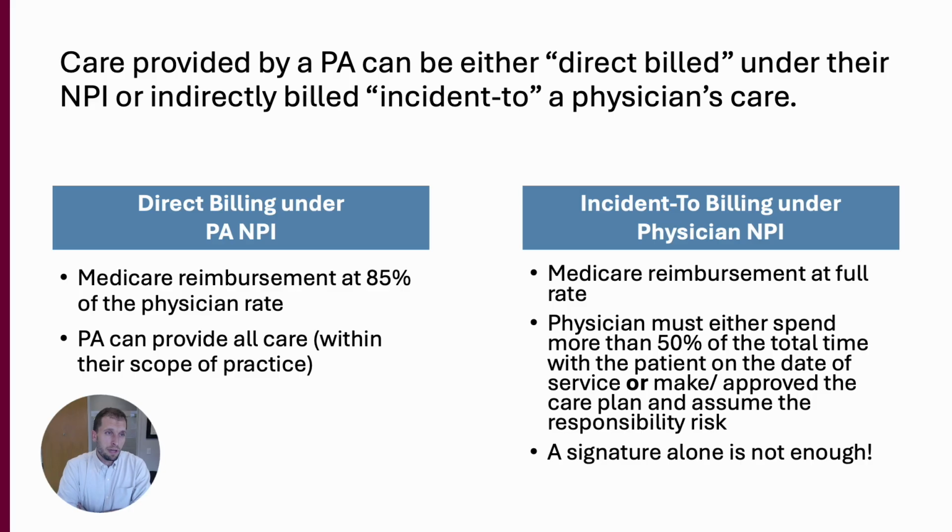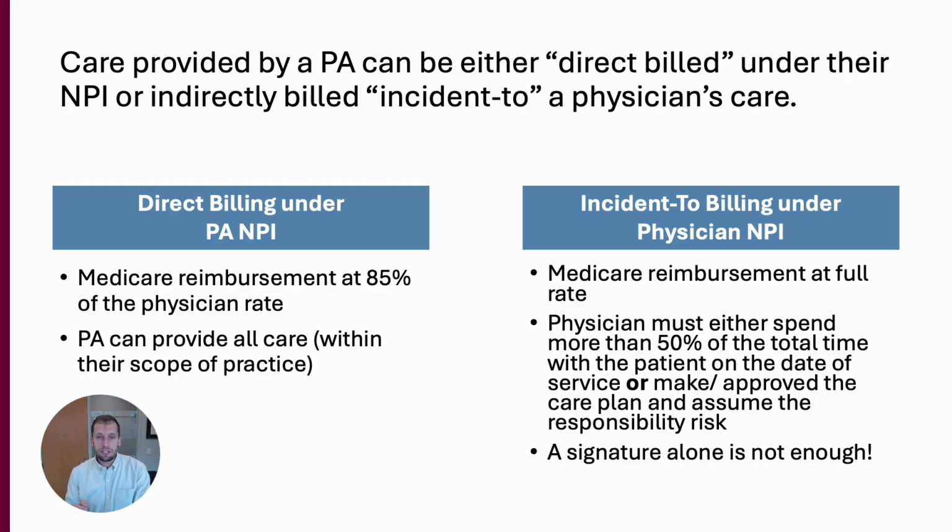And so this leads to this sort of split. Two different approaches. Care provided by the PA can either be direct billed under their NPI, or it can be indirectly billed as incident to a physician's care. Basically, we're not going to send a bill saying that this PA cared for this patient. The care was provided by a competent licensed expert, but we're sending all the bills under the supervising physician's NPI. The organization will get paid the full 100%, the Medicare reimbursement at the full rate.